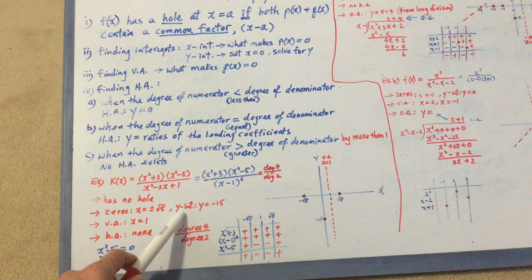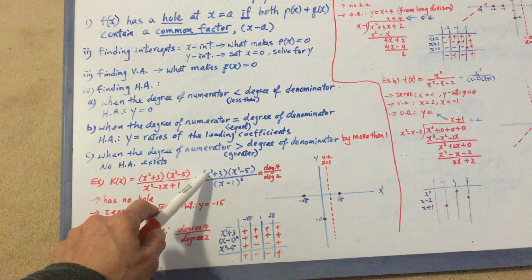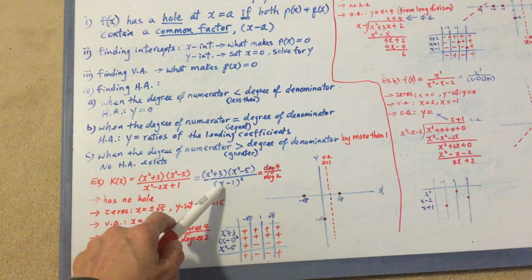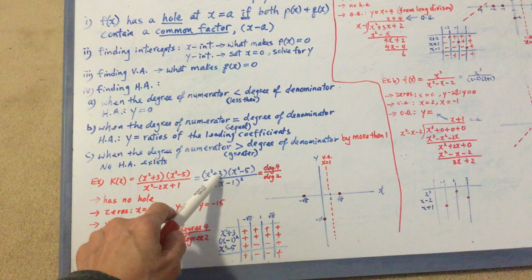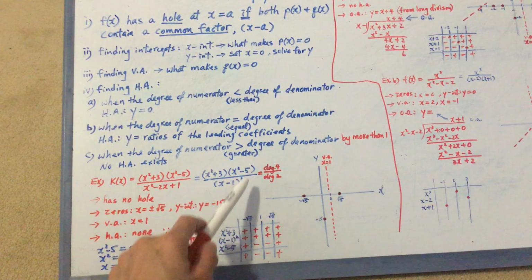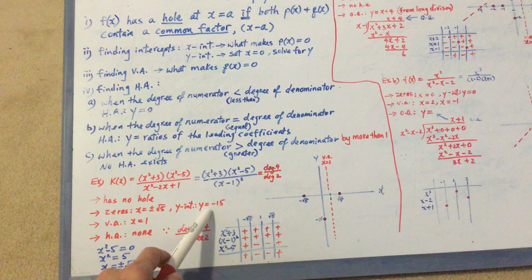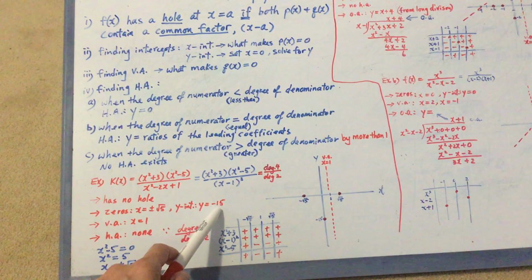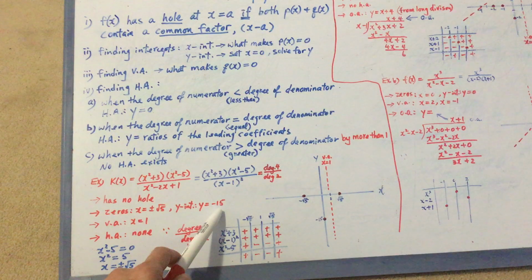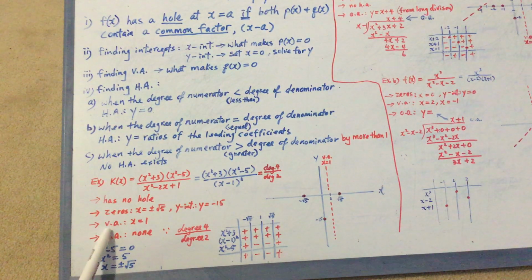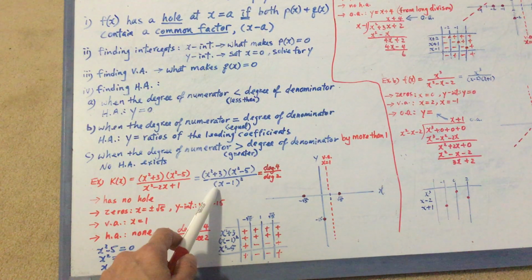And the y-intercept is when you set x equal to 0. When x is equal to 0, what is left is 3 times negative 5 times positive 1. So that's why you're getting y equals negative 15 for the y-intercept. Okay? VA is what makes the denominator turn to 0.